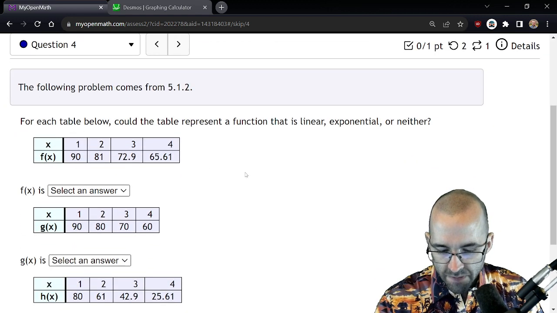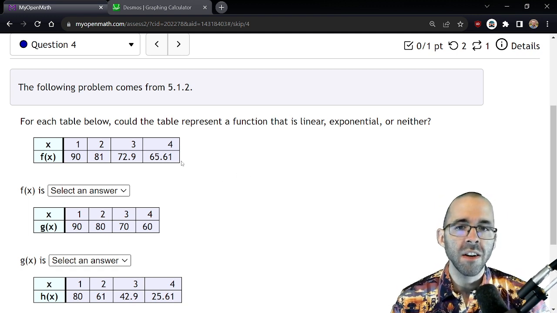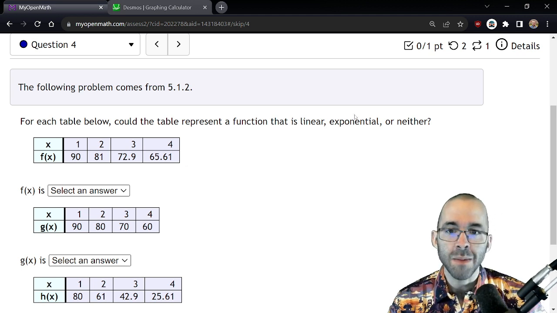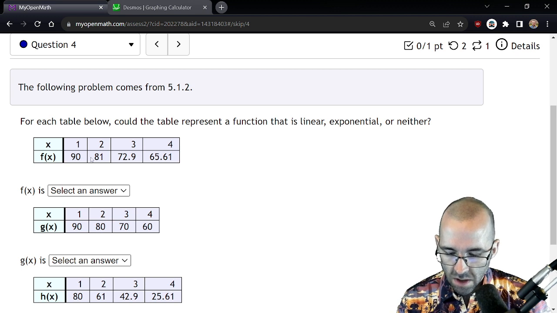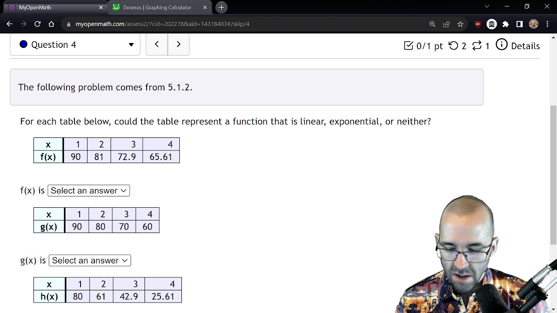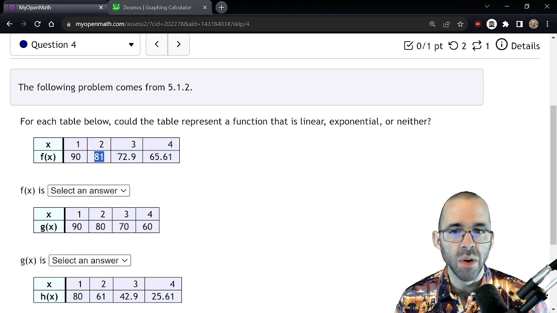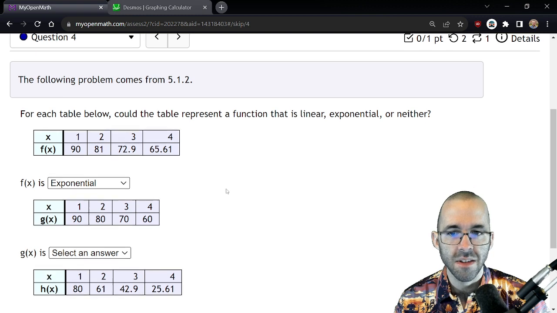Next up, I want to look at number 4. Are these linear, exponential, or neither? Remember, linear is like adding or subtracting the same amount every time. Exponential is multiplying or dividing by the same every time. On this first one, we lost 9. Well, we didn't lose 9 again, so it's not linear. We did lose 10%, maybe? We lost 10%. What happens if we lose 10% of this? That's 8.1. We lose 8.1. Oh, yeah, that is that. Yeah, this first one is exponential.